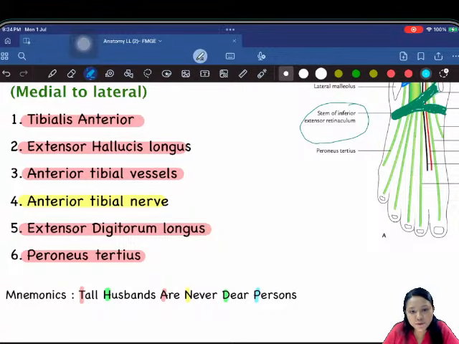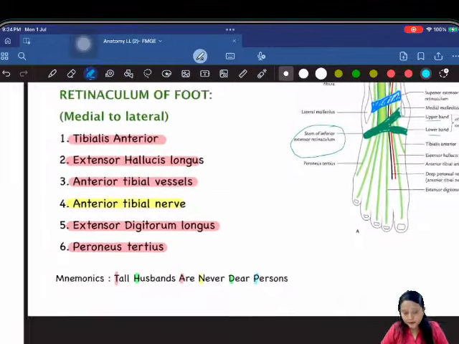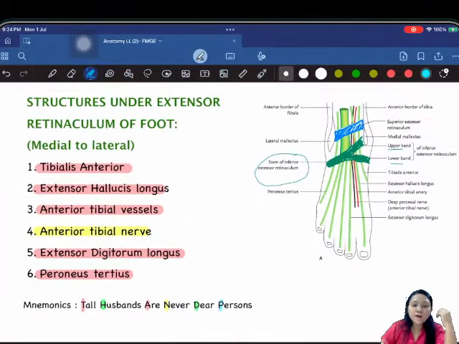So tall husbands are never dear persons. If you want to remember the mnemonic, you can remember that tall husbands are never dear persons. So tall husbands, they are not dear to us. It's a very funny mnemonic. But you can also remember it in a way that all the muscles and all the components of the anterior compartment will pass below the extensor retinaculum.